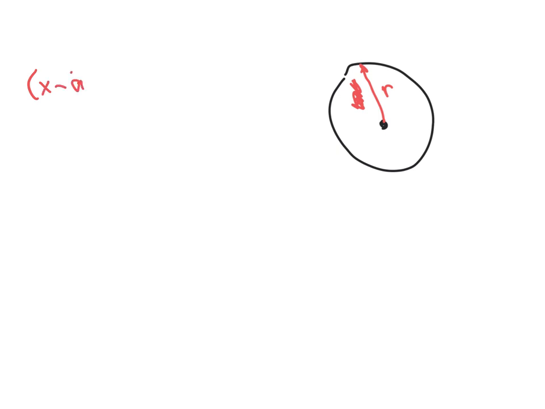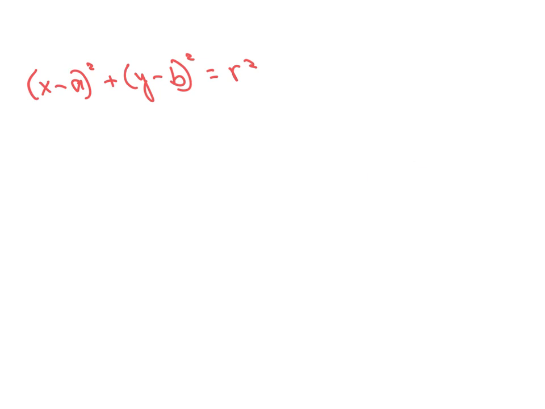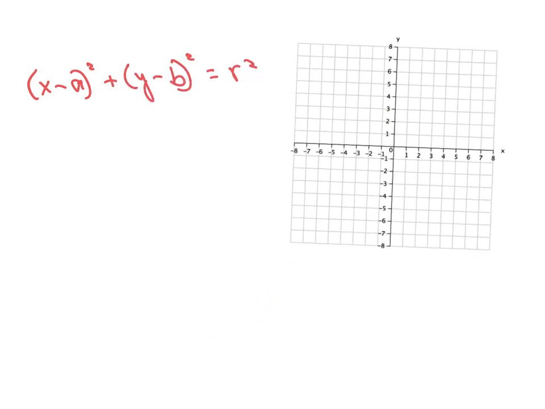X minus a squared plus y minus b squared equals r squared. So r is the radius. That's the distance. The a and the b represent two numbers that are the center point of the circle, the coordinates of the center point of the circle. So let's erase this mess and let's get a real graph up here and get moving on that. So we'll put this over here.